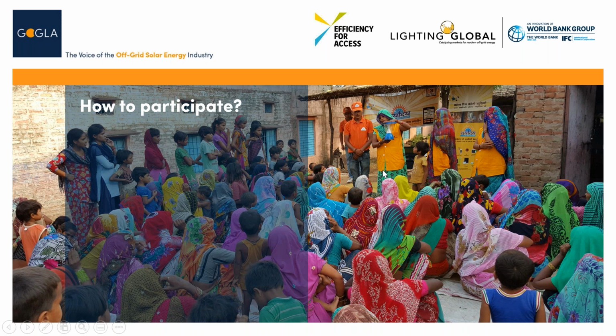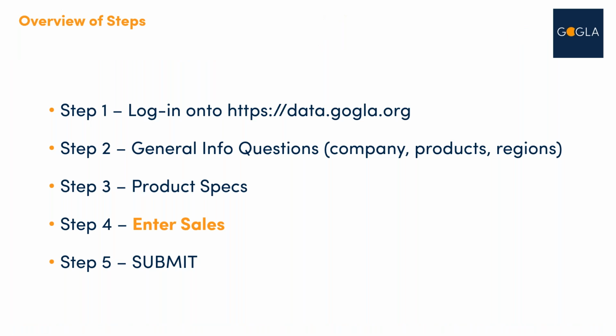This will be quite a detailed exercise on how to go through all the different steps to fill in your data. So the platform has been developed by GOGLA and Lighting Global and has been used for the previous few rounds to also gather sales data, now for the Efficiency for Access Coalition. So in general, the flow of the whole process can be divided into the following steps.